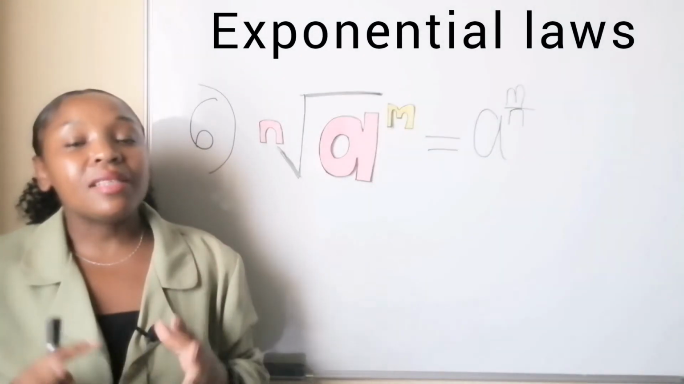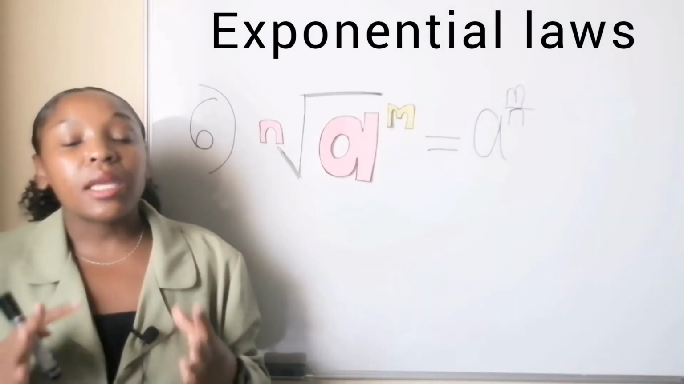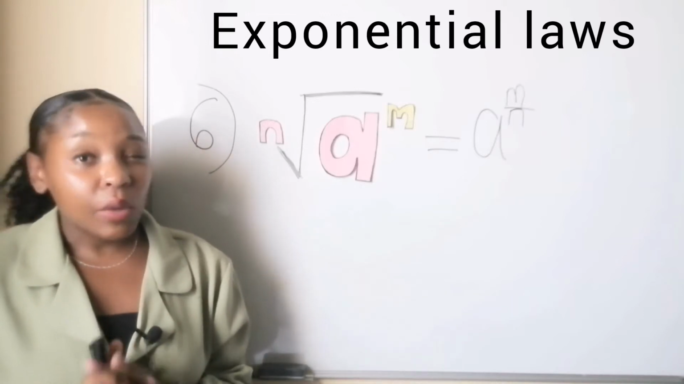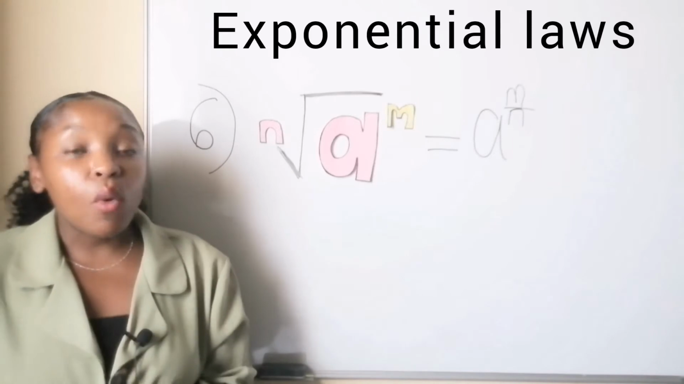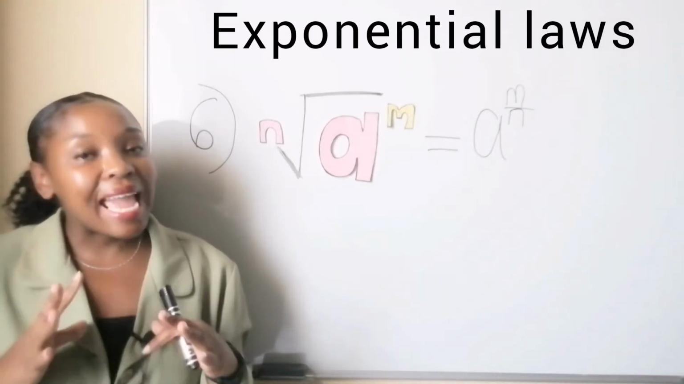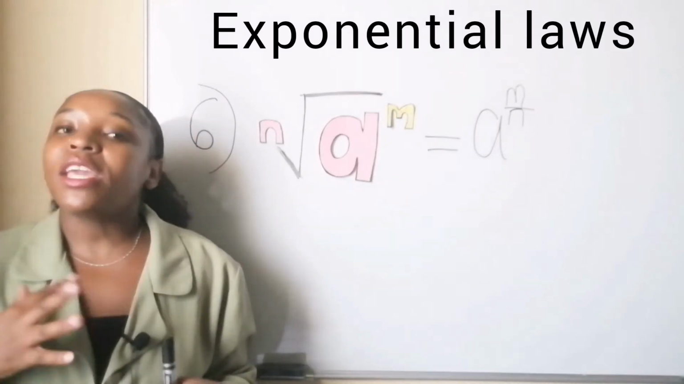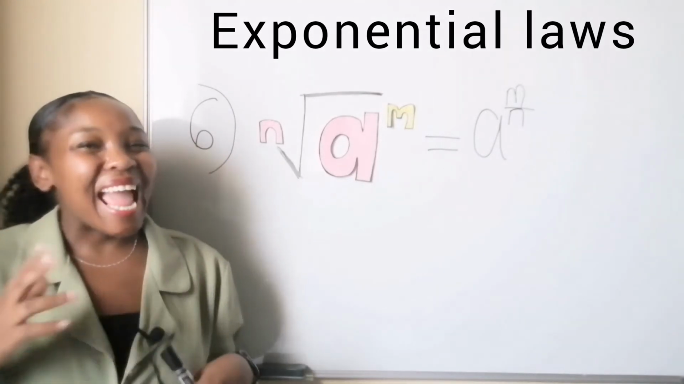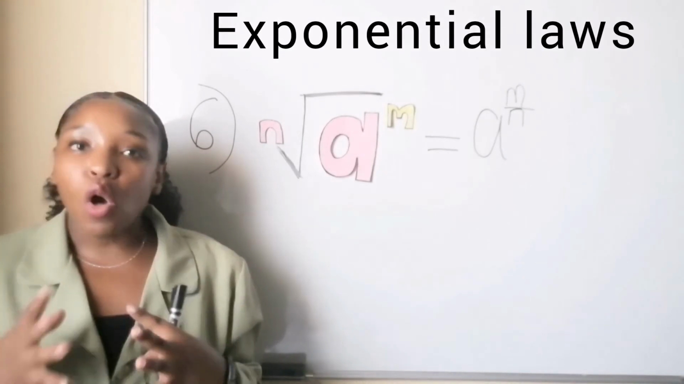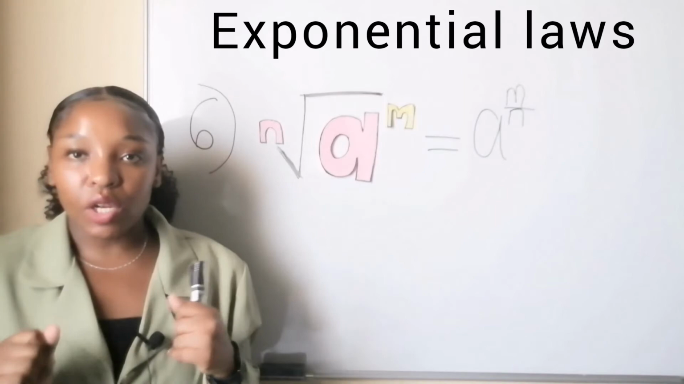So that is our sixth exponential law that you guys need to understand to help you solve your exponential equations. There's another one that I also just would like to highlight for you guys, so that when you are given an exponential equation that has a negative exponent, you understand how you can work with that to solve your equation. Let's just have a look at that.